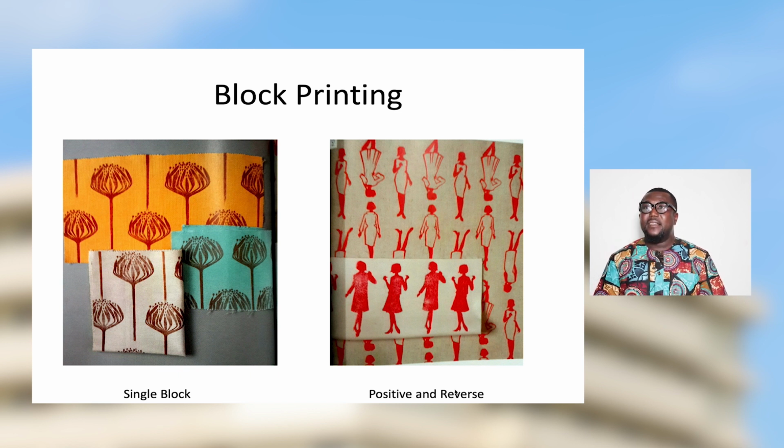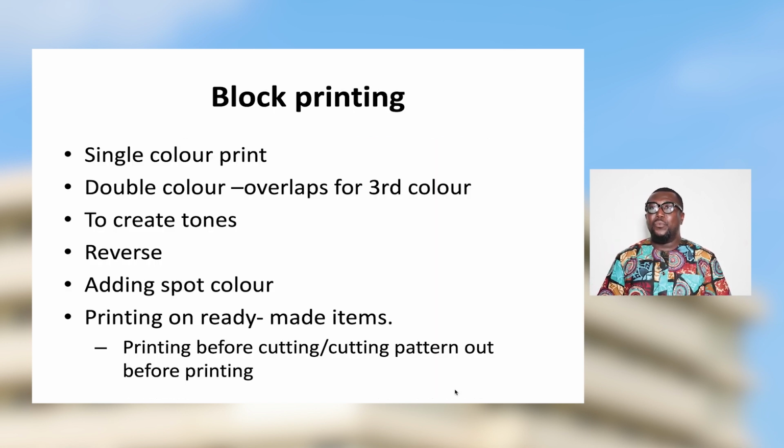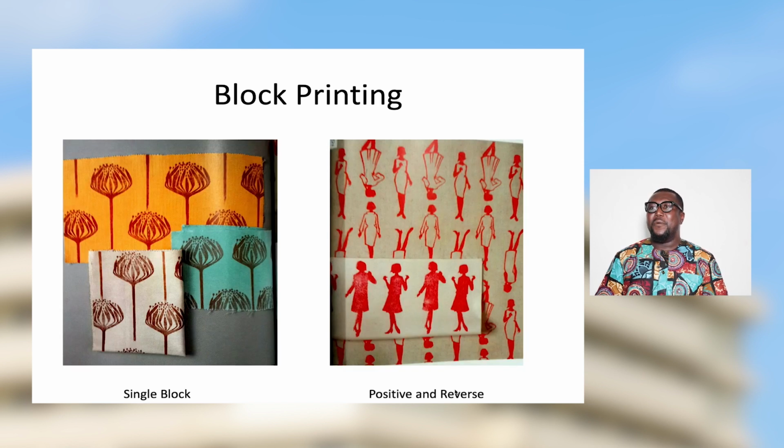So let's go back and look at the double color, which is actually using one block and printing over that block to give you what we call a third color. Then we also have the reverse, which is either using the same block but in a reverse form, or what we call the reverse printing. Then we have adding spot color, which is also critical. You can already have an already printed fabric. Then you can critically look at areas within the fabric and create some interesting designs within the fabric.